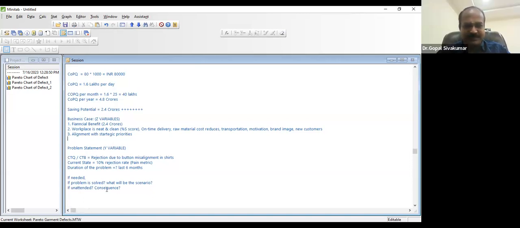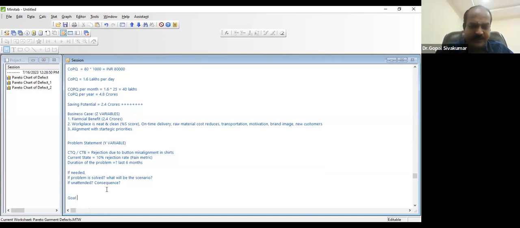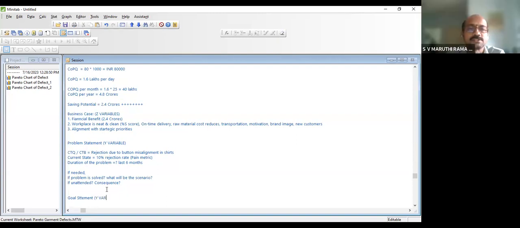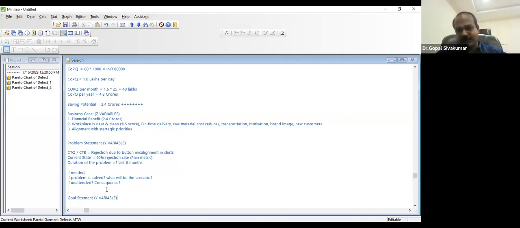So we are done with the business case. We are done with the problem statement. And now we just have to write the goal statement. For the goal statement, we normally set the goal for X or Y or Z. Z, no, sir. End result. Your project goal. Your organization goal is Z, the strategic goal.